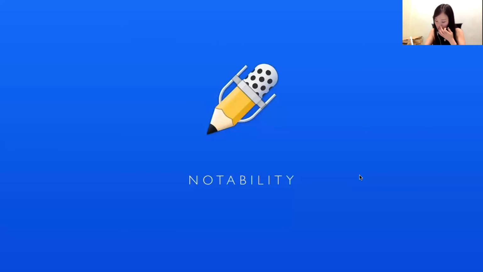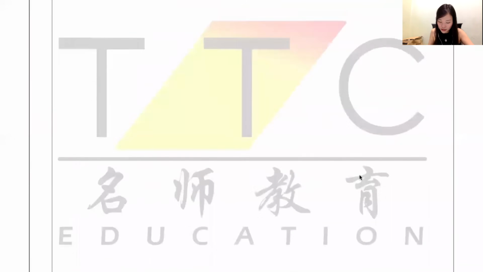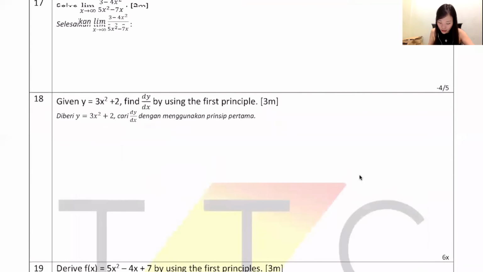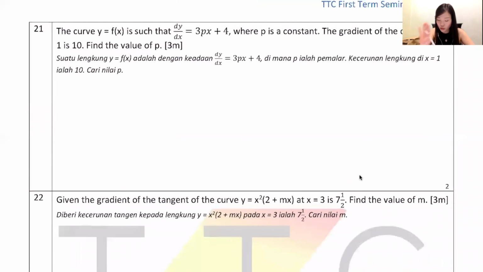So let's get started. If you don't have notes, it is totally fine, no worries about that. Take out your notes if you have them. If you don't have them, never mind. No need to copy the question, okay? Just write the question number down.